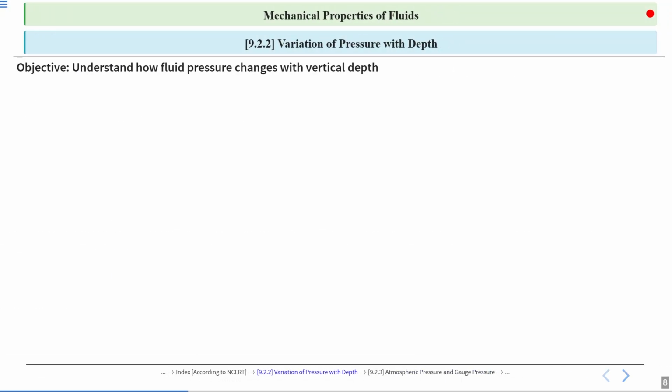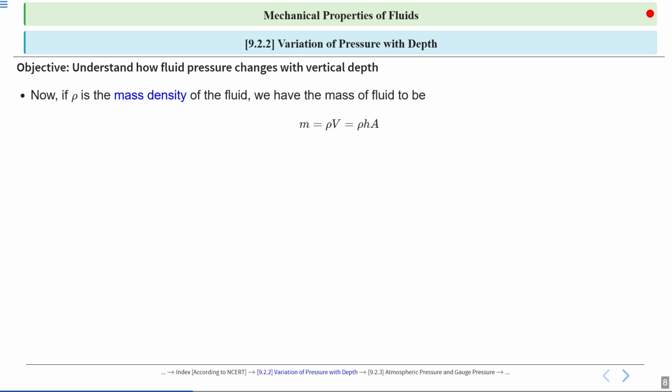Now, let's consider the mass density of the fluid, denoted by the Greek letter rho. Mass density is the mass per unit volume of a substance. So the equation, mass is equal to density into volume, rho into volume, is equal to rho HA. This shows us how to calculate the mass of the fluid. Alright, here rho is the density, V is the volume, H is the height, and A is the area.